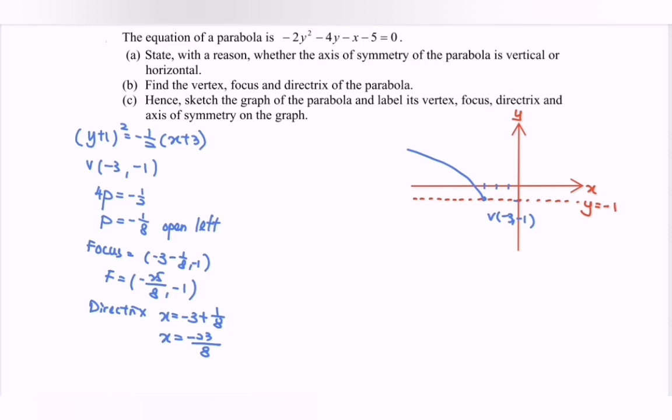So the graph will be something like this. Where we have the focus, negative 25 over 8, negative 1. And then the directrix will be somewhere around here. So x equals negative 23 over 8. So we have the focus, directrix and also the vertex. Sketch the graph. So we have the graph. And then we have already labeled the vertex, focus, directrix and the axis of symmetry. Finally, the equation of the graph: negative 2y squared minus 4y minus x minus 5 equals 0.